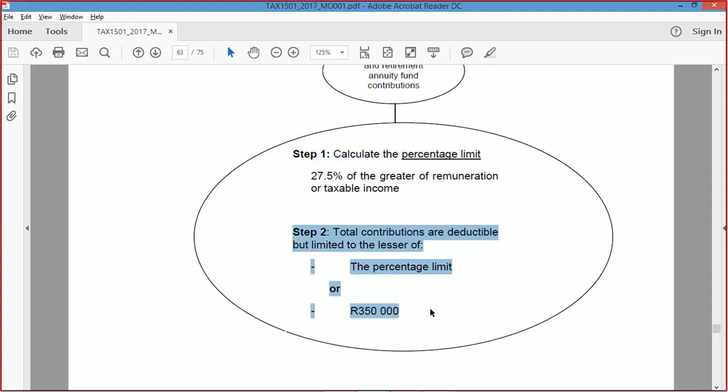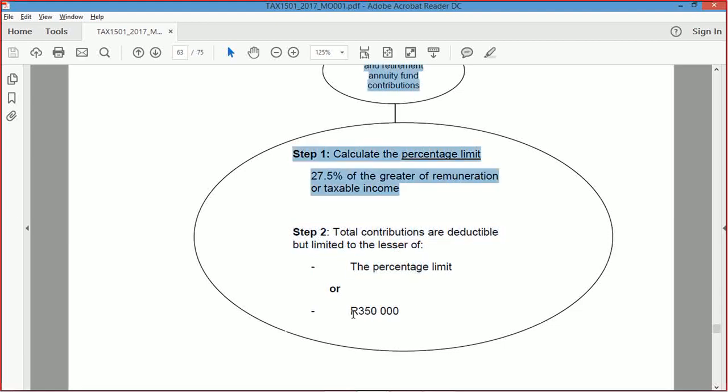With the first step, it says 27.5% of the greater of remuneration or taxable income. Do you have to do 27.5% of the remuneration and then 27.5% of the taxable income? Yeah, it will be 27.5% of both, and it'll be the greater of, so whichever amount is bigger. We'll look at some examples later and hopefully it'll make more sense then. Greater of means the bigger amount. So they'll allow you to use the bigger limit as a deduction, but that deduction limit is limited to this 350,000.